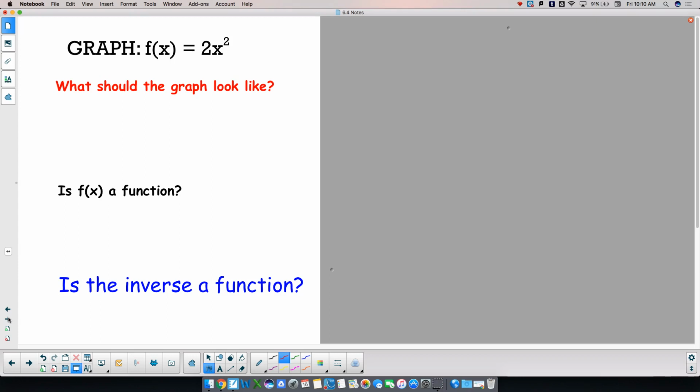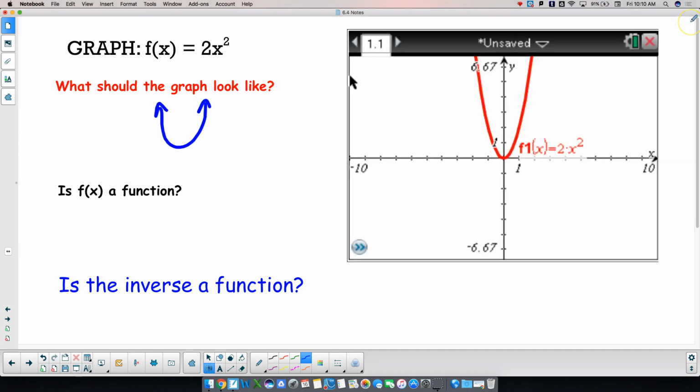Opening up, right? End behavior tells me that I have an even degree with a positive lead coefficient. So my ends should be going in the same direction, and that direction is up because of the positive lead coefficient. Okay? So that's what it should look like. Here is, in fact, the actual picture.